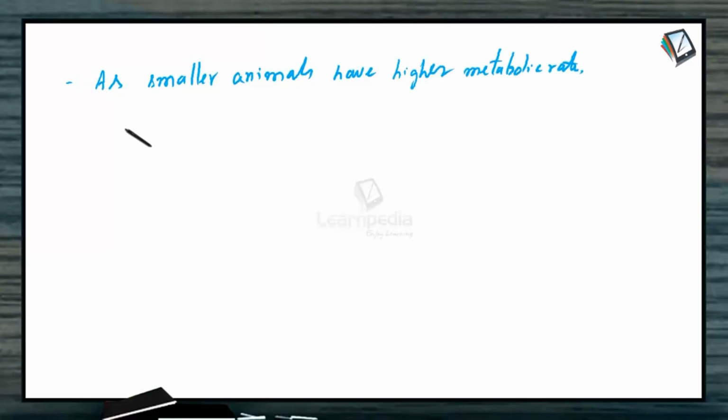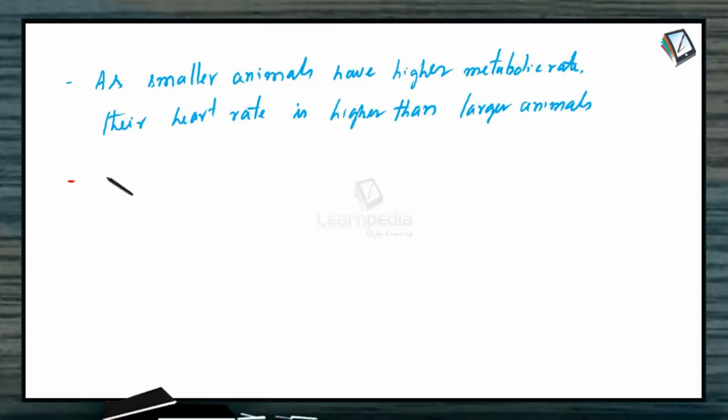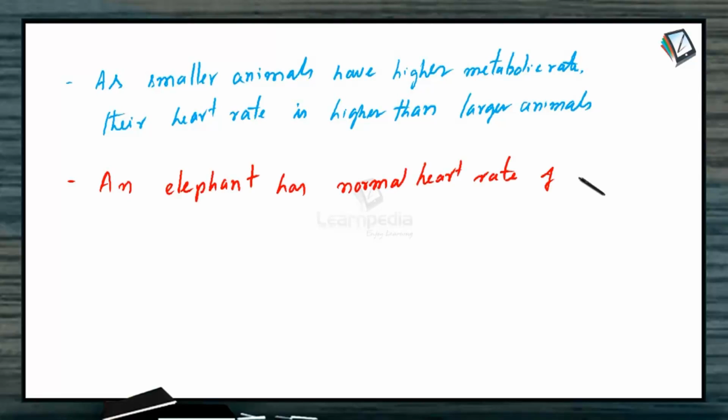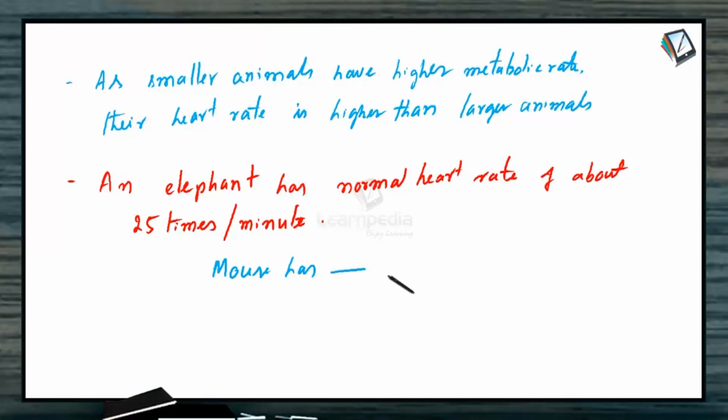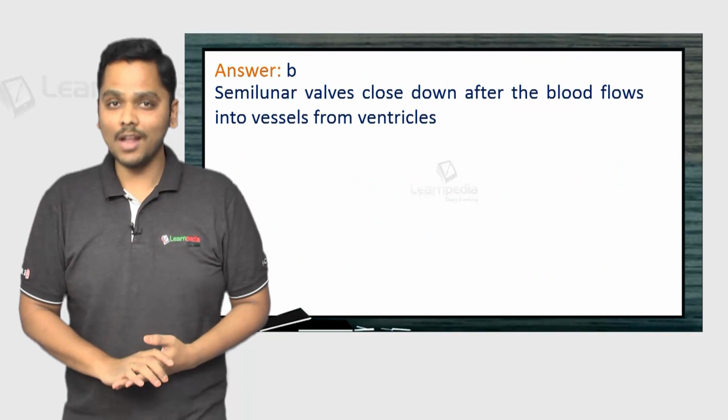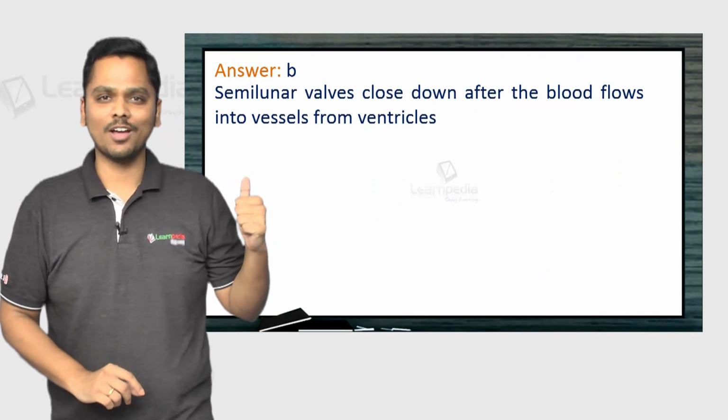Generally, as smaller animals have a higher metabolic rate, their heart rate is higher than larger animals. So an elephant has a normal heart rate of about 25 times per minute, whereas a mouse has a normal heartbeat of several hundreds per minute. I hope you can now answer the question. Take a look at the solution now.